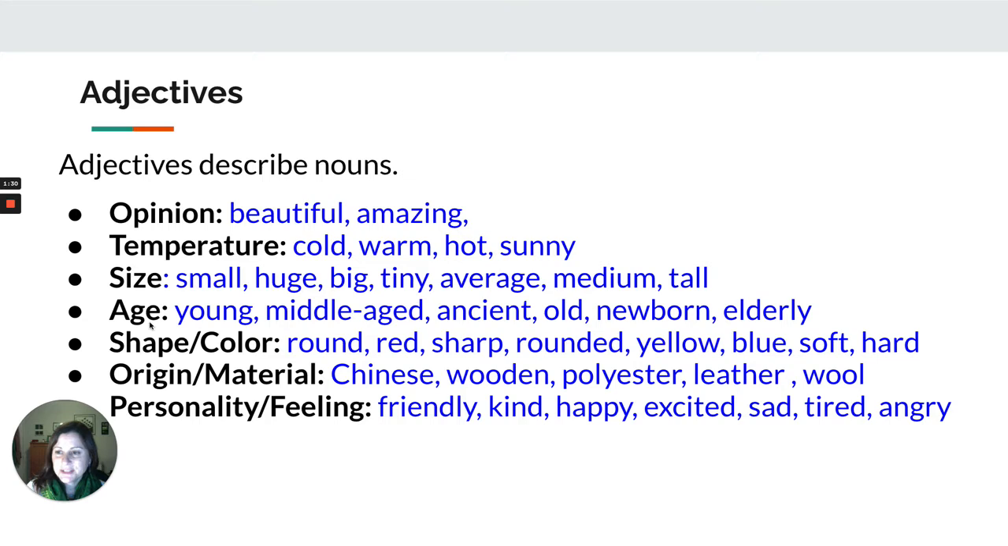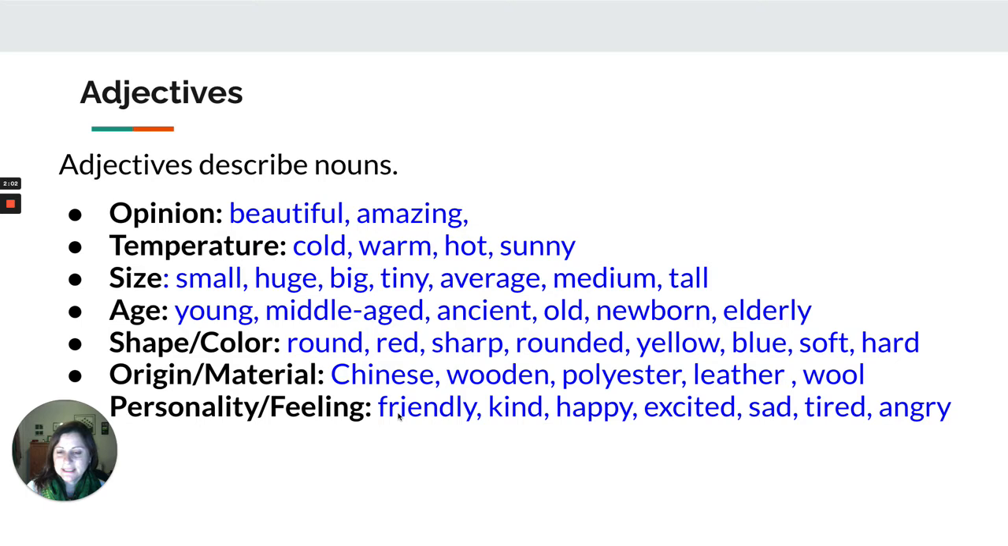We can use it to talk about age, like young, middle-aged, ancient. The shape or color: round, red, sharp, like a knife. You could say a sharp knife. Origin, material. So where does it come from? So for example, Chinese, a Chinese product. Or material, like wooden, like my dresser behind me.